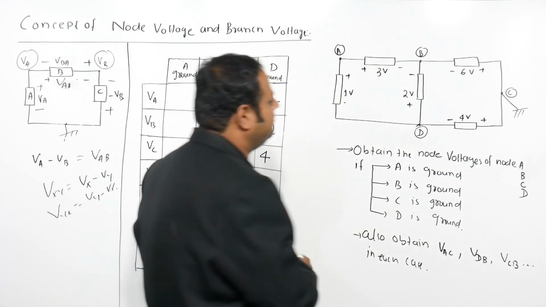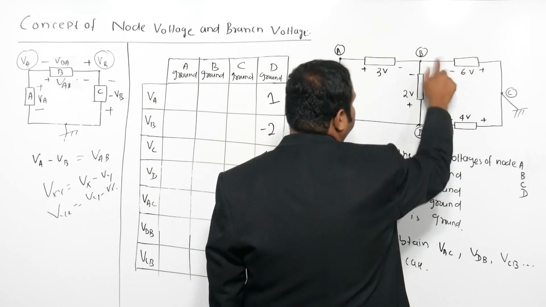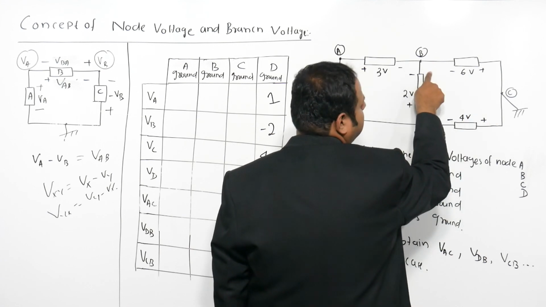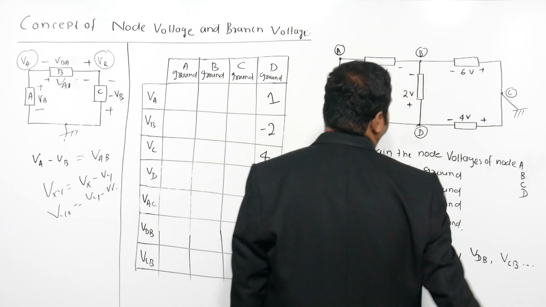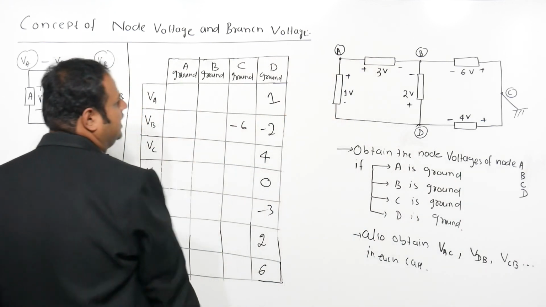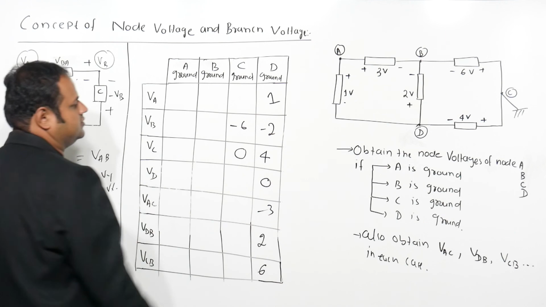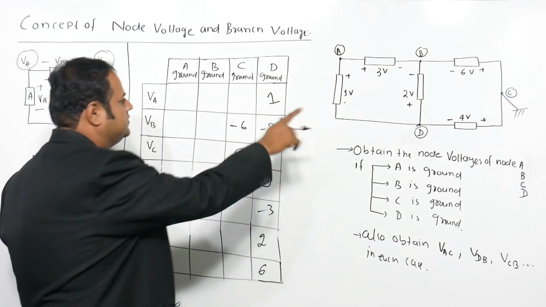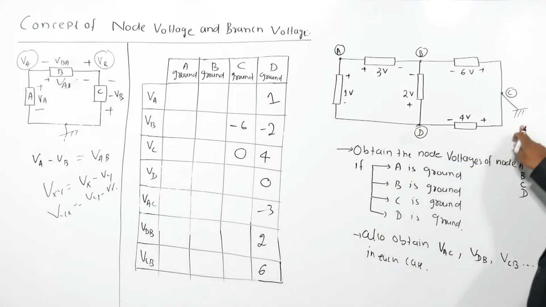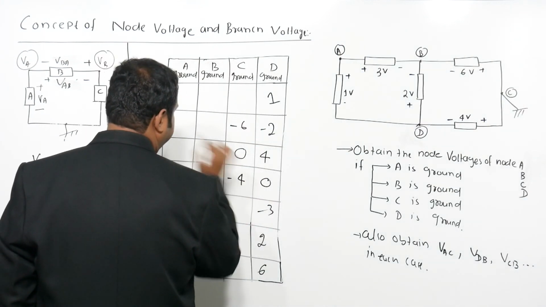I can make use of this and this to get VB and VD, right? If this is 6, what minus what is 6? Plus side minus minus side. Plus side is 0, minus side is this one. So 0 minus VB equals 6, so VB equals minus 6. And if VC is my ground, then VC equals 0, right? Now coming to VD, what minus what is 4? Plus side voltage 0 minus VD is 4. So VD equals minus 4.